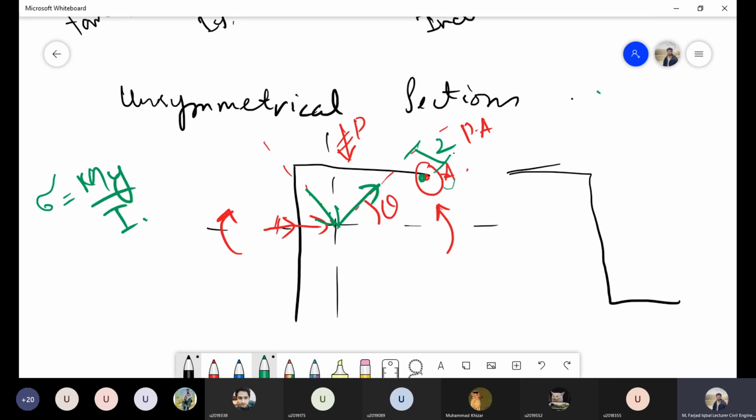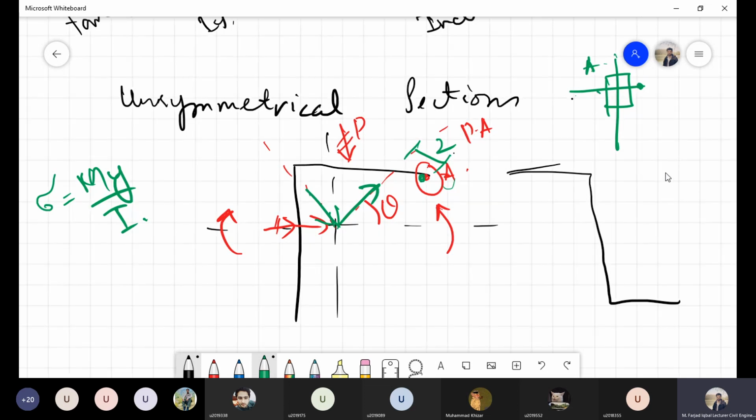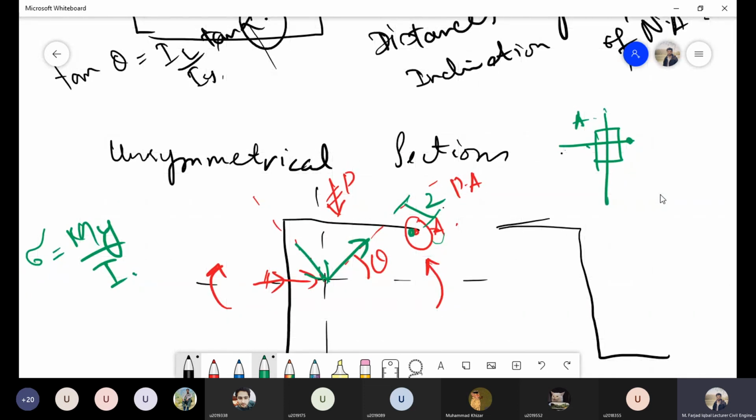Now in the case of a symmetrical section, let's say a rectangular section, our distance y was from this principal axis to the point. If this is point A, then it was the straight or perpendicular distance from this horizontal axis to point A, this one.